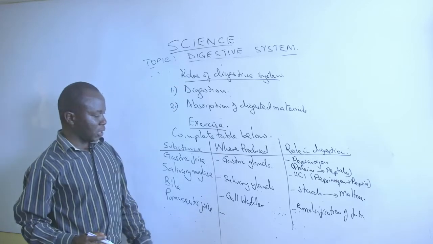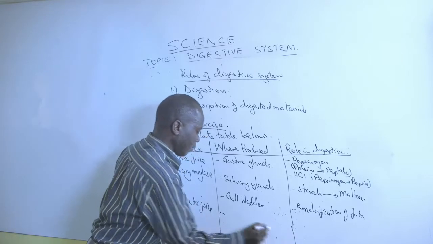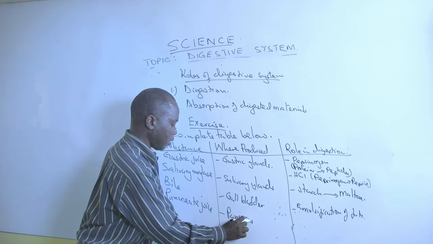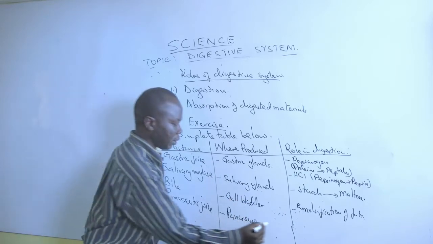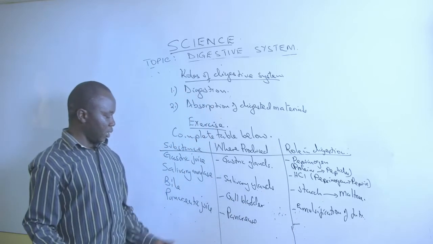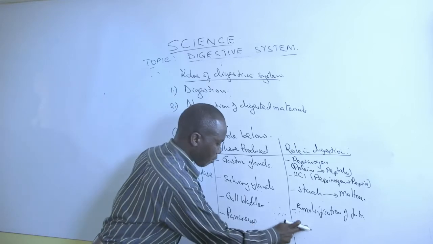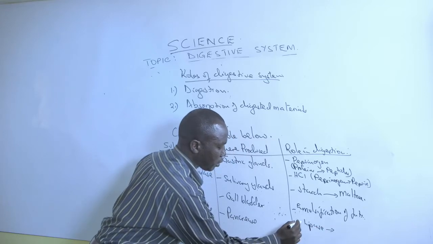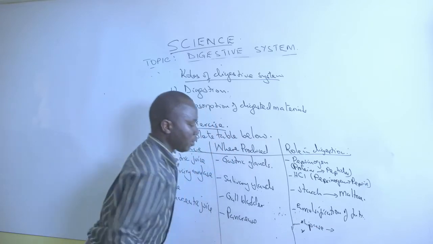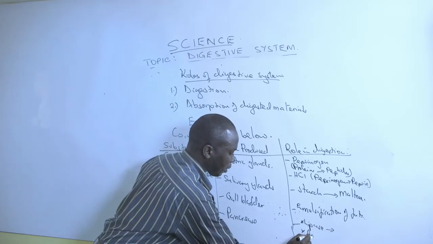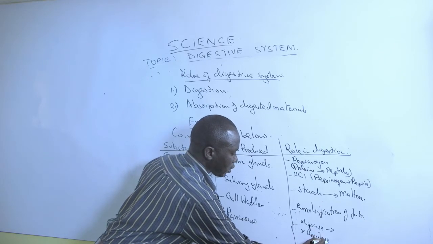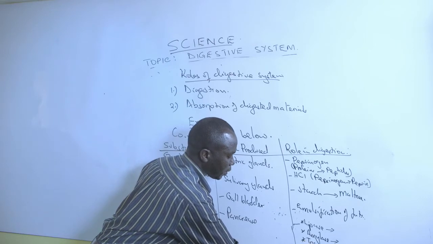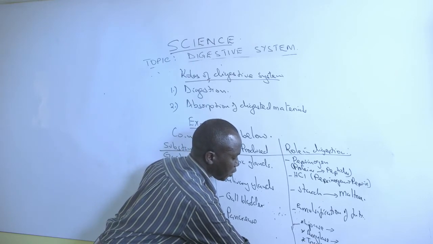Pancreatic juice contains several enzymes and is produced and released by the pancreas. It has several roles depending on the enzyme. So at your own time, look at the role of pancreatic lipase, then the role of pancreatic amylase, then the role of pancreatic trypsin or trypsinogen.